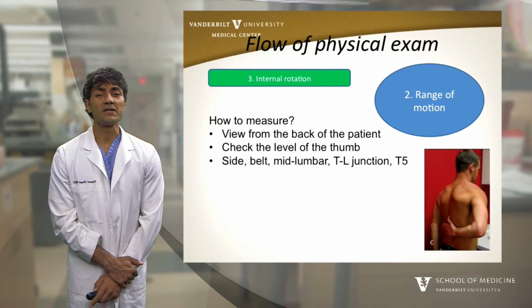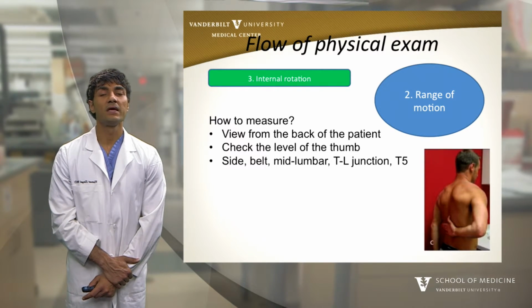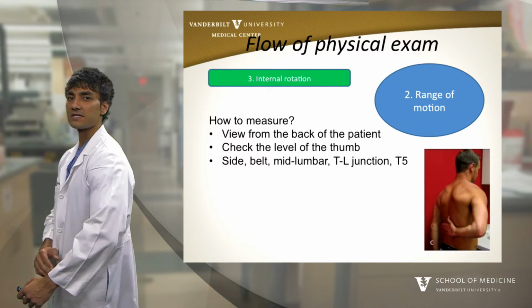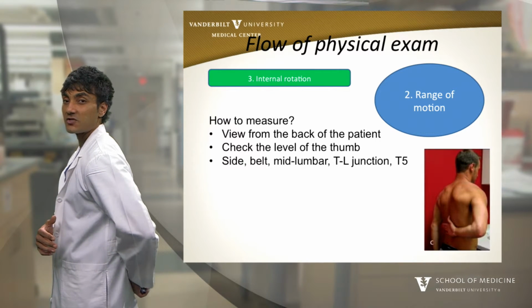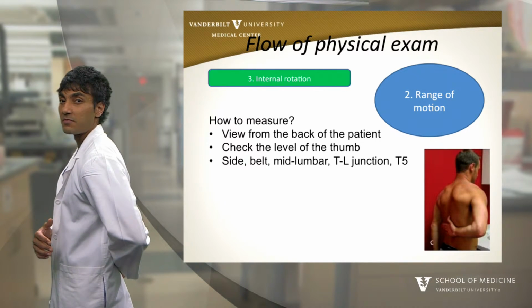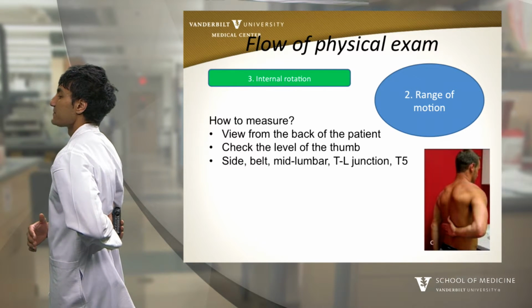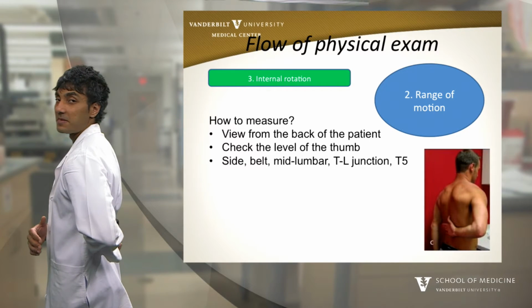Then what you can do is internal rotation testing with the arm again at their side, and look at the patient from the back and have them reach for their wallet, and they will essentially do a motion like this, and this will give you a sense of how much internal rotation the patient can perform based on how high they can go up on their back. Most people can go up to somewhere along the mid-thoracic spine.